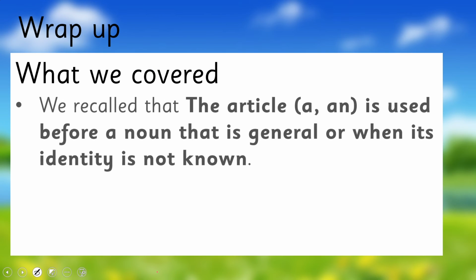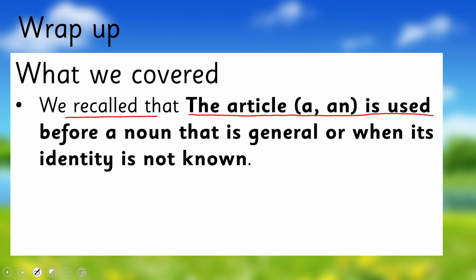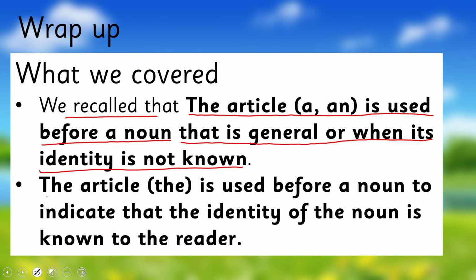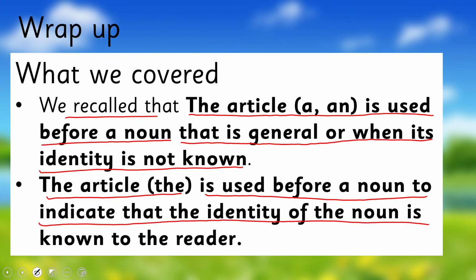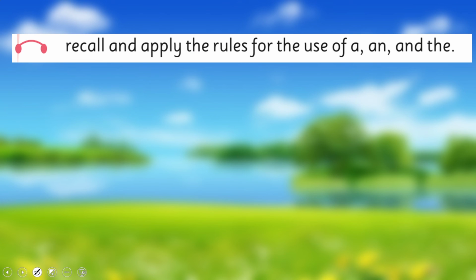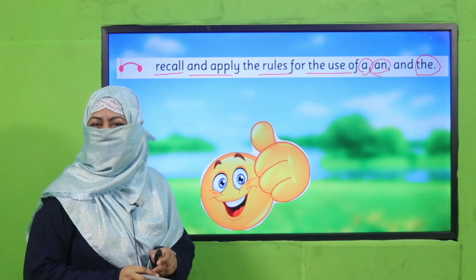So what have we learned? We recall that article "a" or "an" is used before a noun that is general or when its identity is not known. And the article "the" is used before a noun to indicate that the identity of the noun is known to the reader. So in this way, we achieved our SLO to recall and apply the rules for the use of a, an, and the. Yes, my dear children, are we done with it?